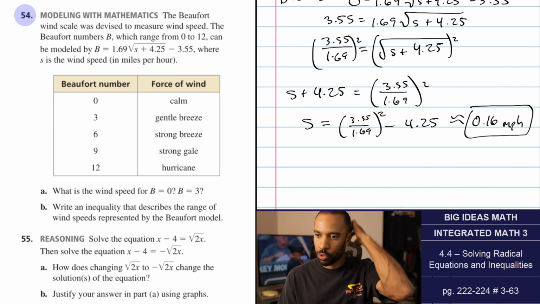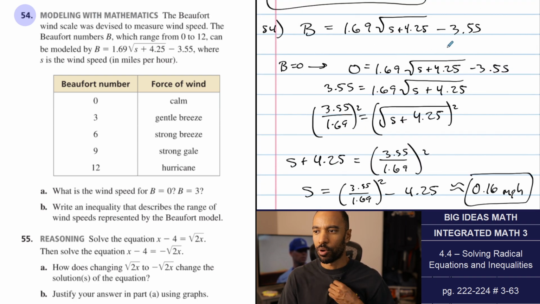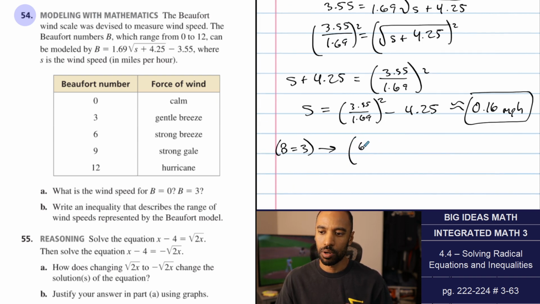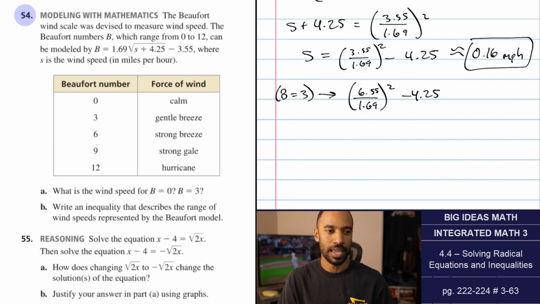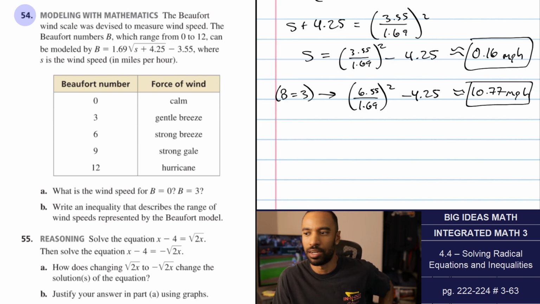So when B equals 3, guys, everything is going to be the same with the 1.69 minus 4.25 squared. The only different number is 3.55. Remember, we added it over, but we added it from 0 to get 3.55. This time it's going to be the same thing. I'm not going to do the same things twice. We add 3.55 over to get 6.55, divide by 1.69, square it, and subtract 4.25. So it's the same numbers, only instead of that being a 3, that'll be a 6. So when I change that to a 6, I'm getting the number 10.77. So I'll say 10.77 miles per hour.